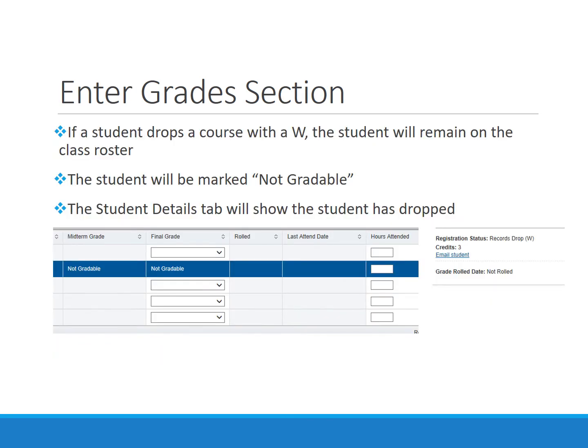If a student dropped the course within the period to receive a W, the student will remain on the class roster. However, the student will be marked not gradable. The Student Details tab also confirms that the student dropped the course.